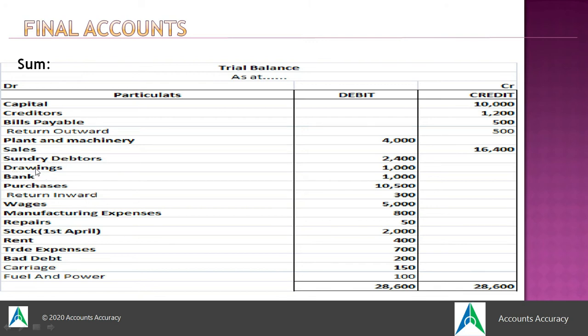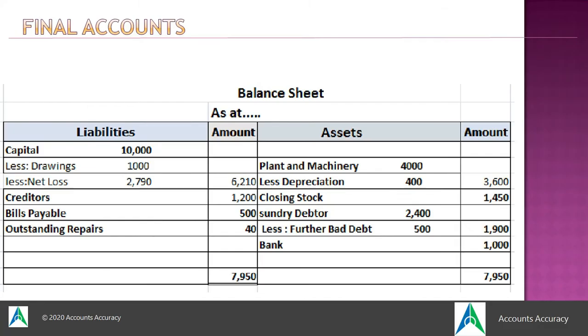Drawings, you know that drawings is the amount withdrawn by the entrepreneur. So drawings needs to be deducted from capital. You can see in the balance sheet we have deducted drawings from the capital. From capital we deduct drawings because capital is the amount of liability which the company owes to the entrepreneur, and if something is taken by the entrepreneur, it must be deducted.